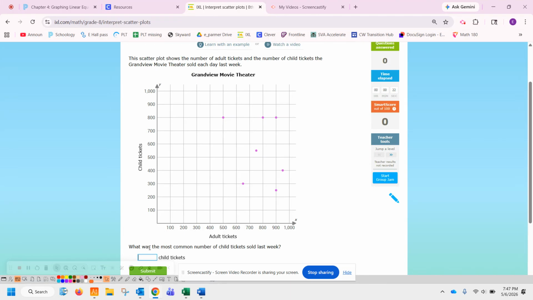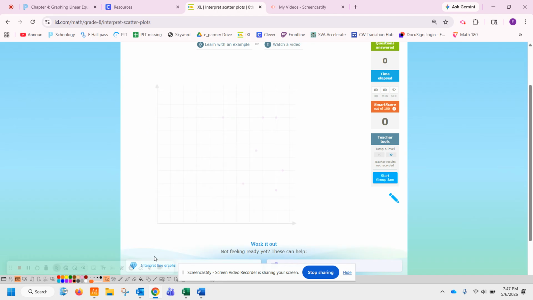So this asks, what is the most common number of child tickets sold last week? So child tickets is on the y-axis, and the most common would be the greatest number of ordered pairs. So 800 was there for 3 days. About 550 was only one, 400 only one day, 300 only one day, and 250 only one day. So 800 child tickets were the most common.